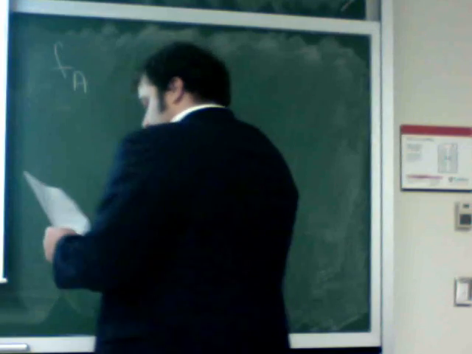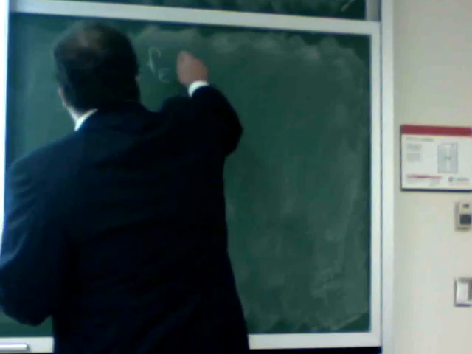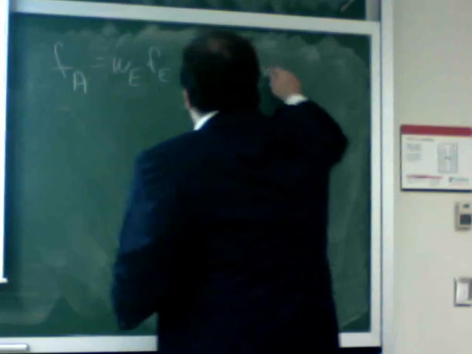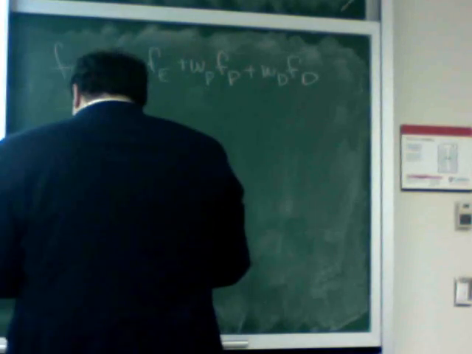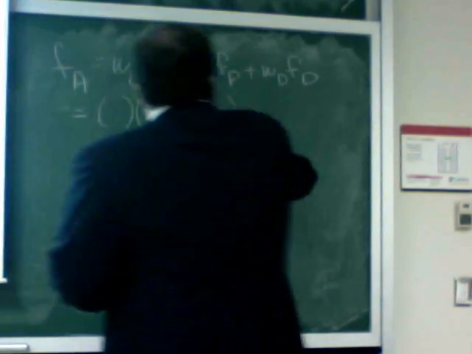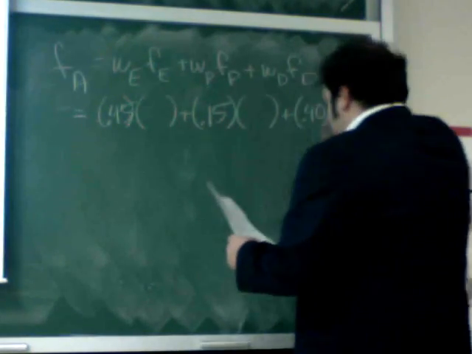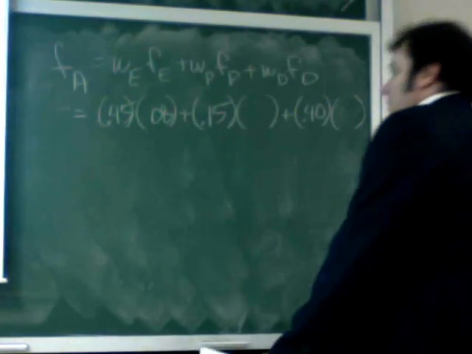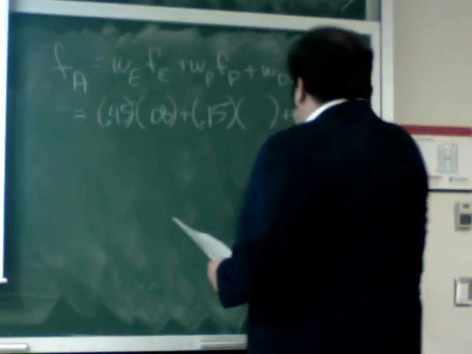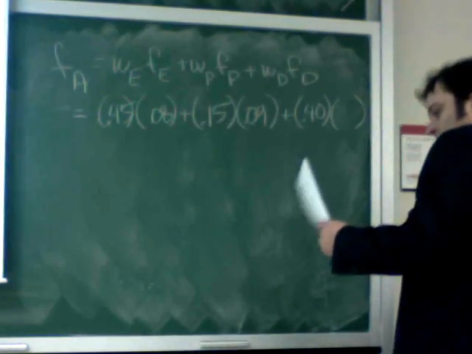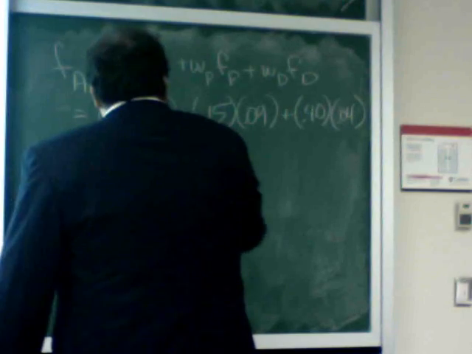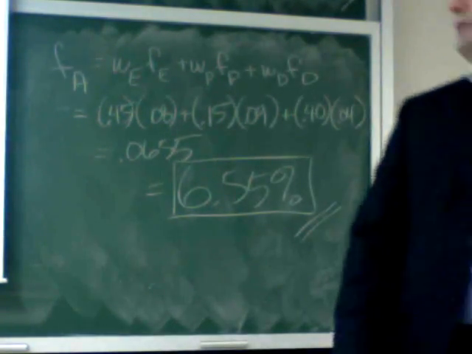So flotation cost average is weight of equity times flotation cost of equity plus weight of preferred times flotation cost of preferred plus weight of debt times flotation cost of debt. So you got 45% in equity, 15% in preferreds, and 40% in debt. You're 8% on the flotation cost for common, 9% for the flotation cost on prefs, and 4% for the flotation cost on debt, meaning that your flotation costs to raise money are 6.55%.